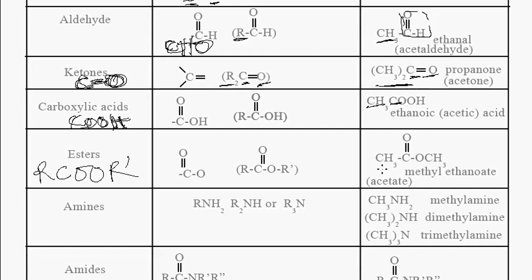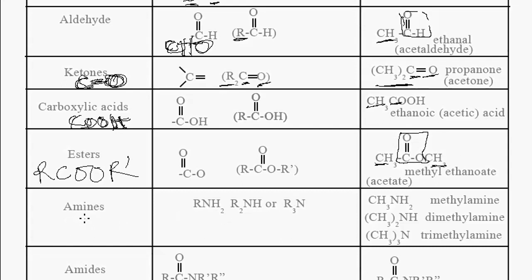So actually esters are more like derivatives of carboxylic acids. That's why you notice that the esters have almost the same structural formula as that of carboxylic acids. A typical example of an ester is the methyl ethanoate. This is R. This is the ester group. Then the last R. So this is RCOOR. All right.